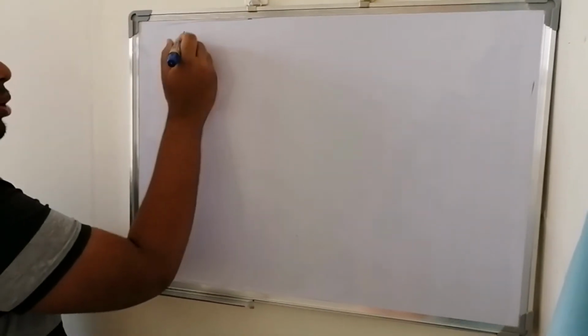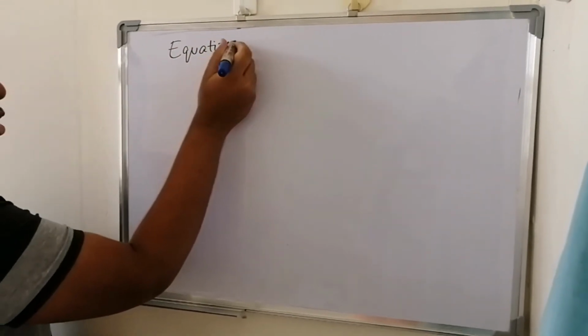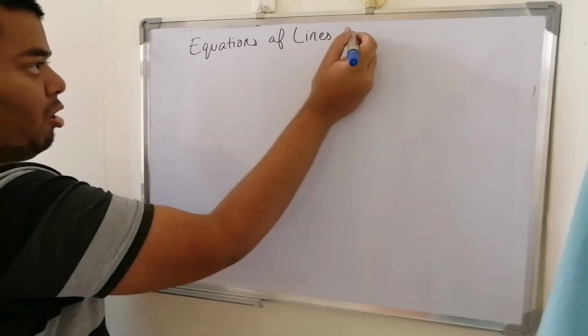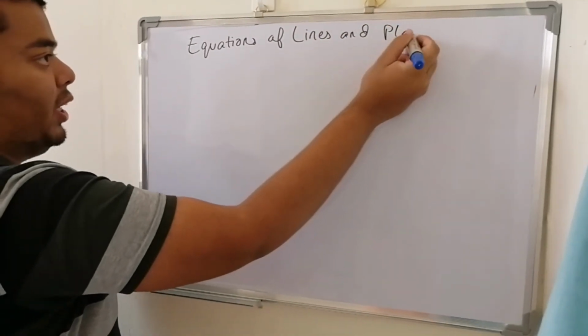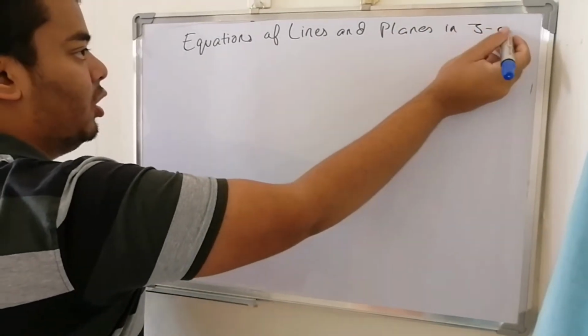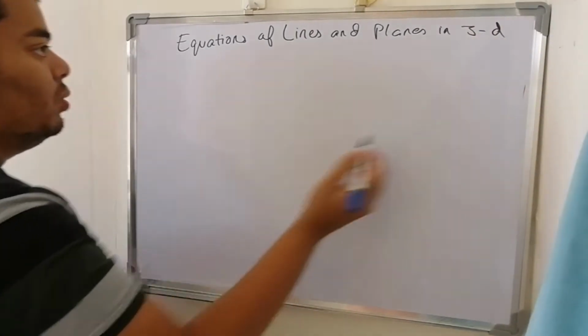So today we'll be studying equations of lines and planes. Lines and planes in three dimensions. Why are we doing the equations of lines and planes in three dimensions and not two dimensions?